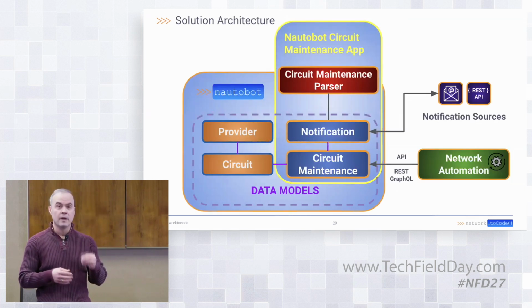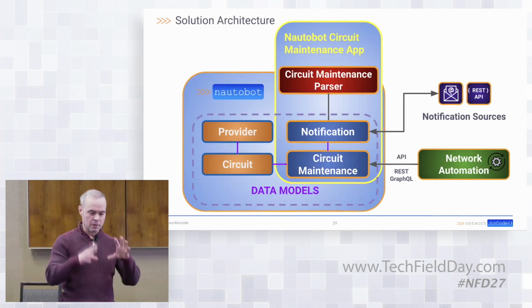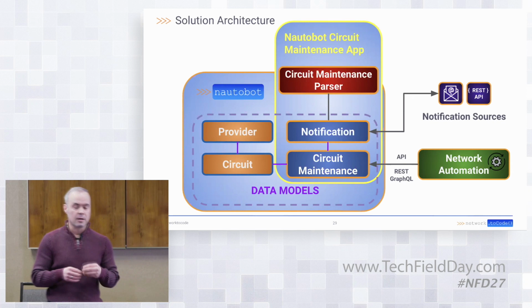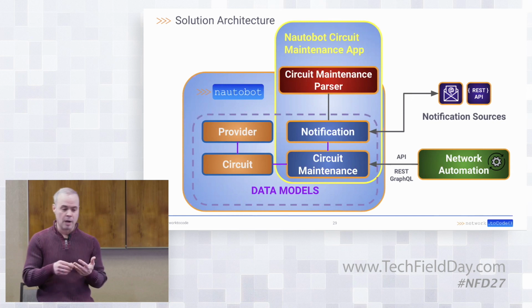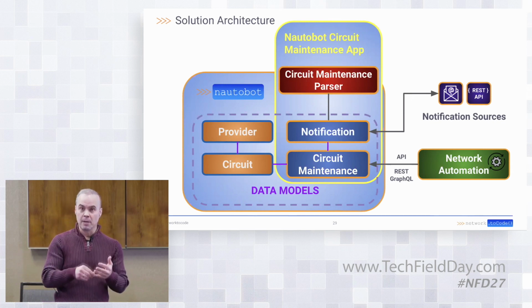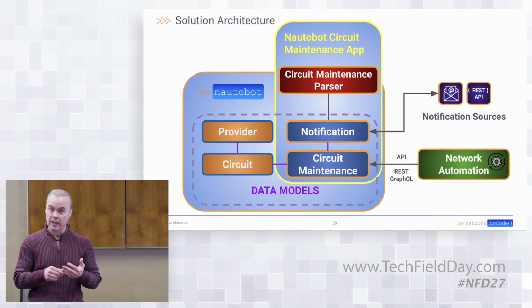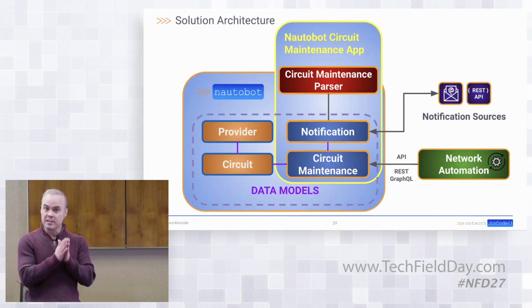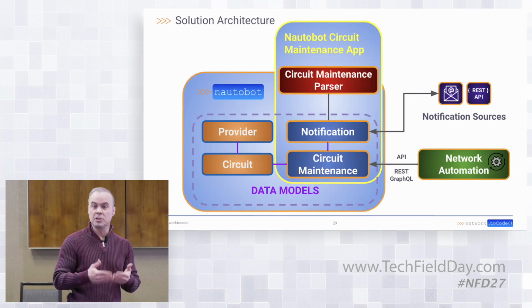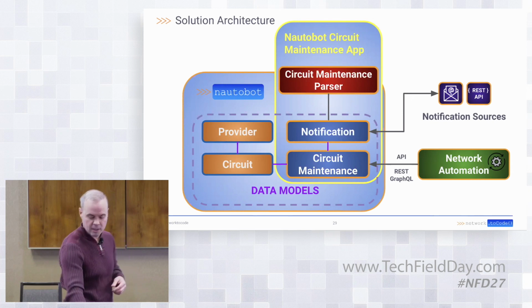This is a quick overview of the solution architecture. At the main part here is Nautobot. Nautobot adds a couple core Nautobot models, including the provider and circuit data models. In addition, the circuit maintenance application, like John mentioned in a prior session, can add additional models. In this example, it includes the notification model and the circuit maintenance model. And then up top there in the red, you see the circuit maintenance parser. That is a huge part of this, and that just goes out and actually parses the maintenance.